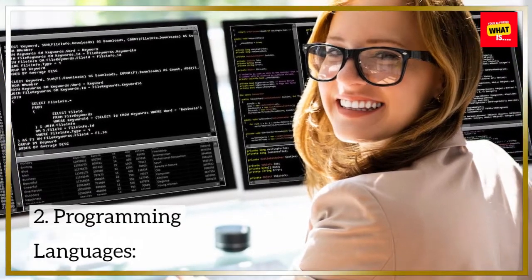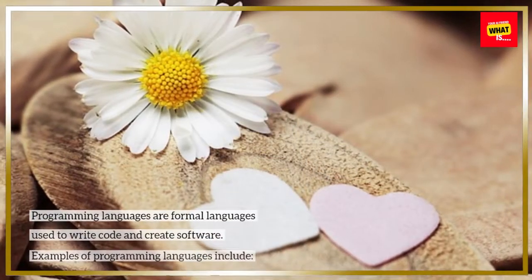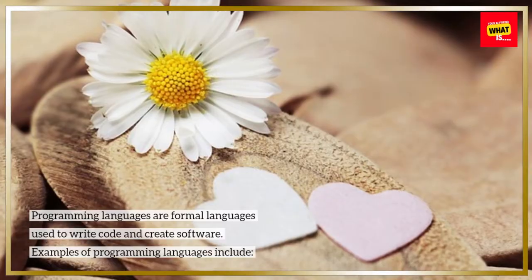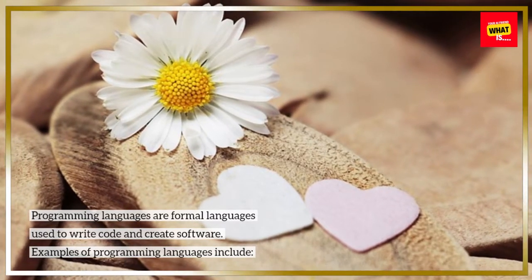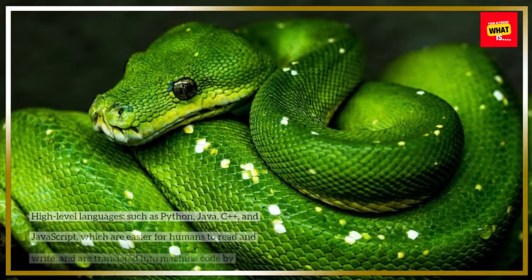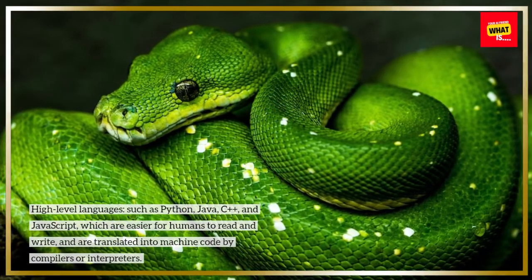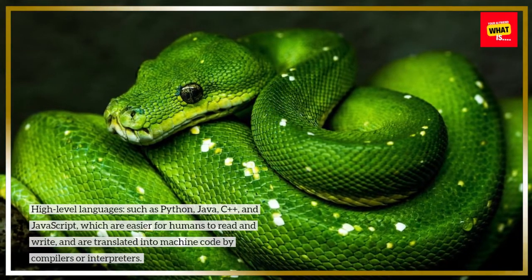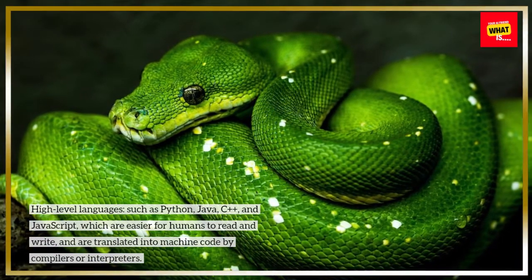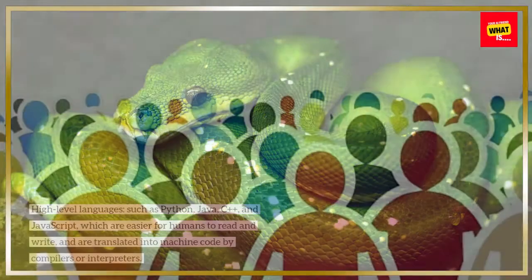2. Programming languages. Programming languages are formal languages used to write code and create software. Examples of programming languages include high-level languages, such as Python, Java, C++, and JavaScript, which are easier for humans to read and write, and are translated into machine code by compilers or interpreters.